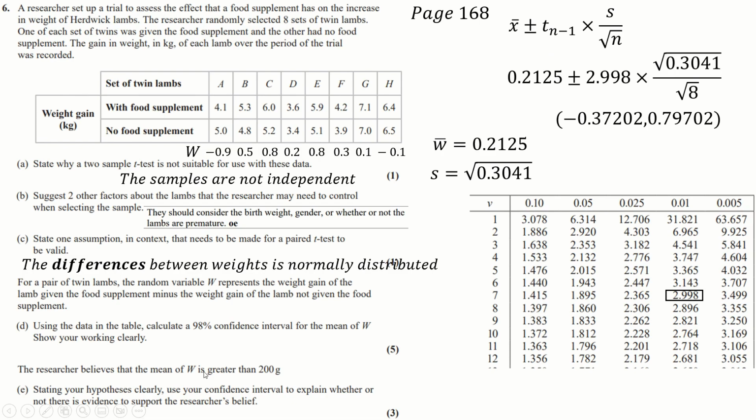The researcher believes that W is greater than 200. Now, 200 grams is 0.2 kilos. Notice we did the whole thing in kilos. So let's write the hypotheses. The mean of the W's is 0.2, that's H0, and then the researcher thinks it's greater, so that's H1. Now, use your confidence interval. 0.2 is within this confidence interval, so we are going to accept H0.